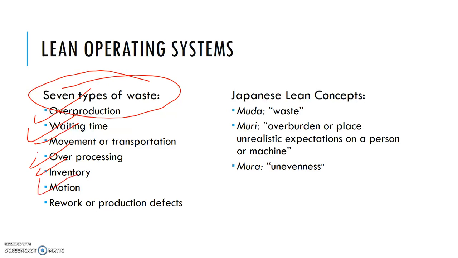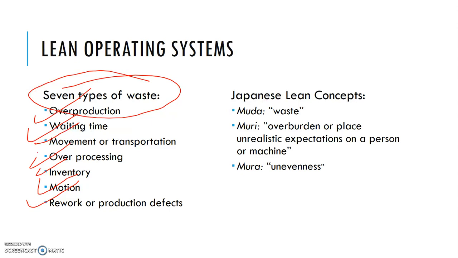Motion is people motion inside the system, so that's different from movement. Movement relates to the material movement. Motion relates to people movement. Again, we're going to have some movement or motion inside the system, but to the degree we can limit that motion, we're going to improve the efficiency of our process. And then finally, rework or production defects. Anytime we have to redo something inside our process, that is also a form of waste.